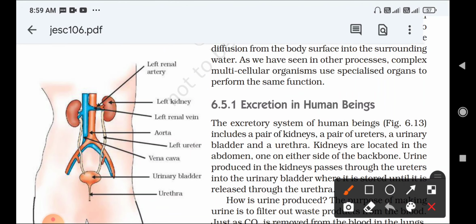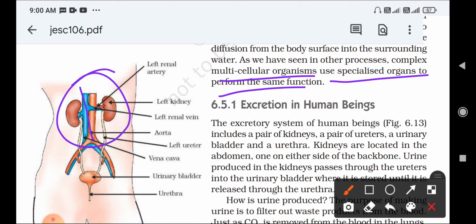Complex multicellular organisms use specialized organs to perform the same function. For a unicellular organism like amoeba, having only one cell in direct contact with the environment, the waste product can be easily removed. But as the organism becomes more complex, the waste products are not removed by simple diffusion. At that time they have specialized organs to excrete the waste product from the body.